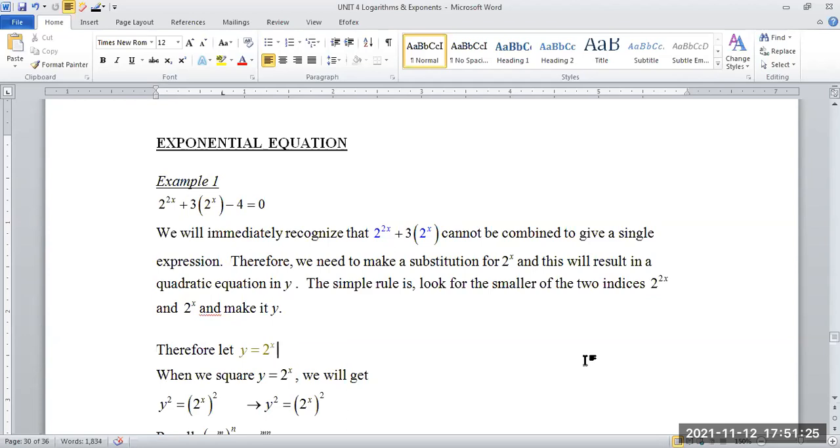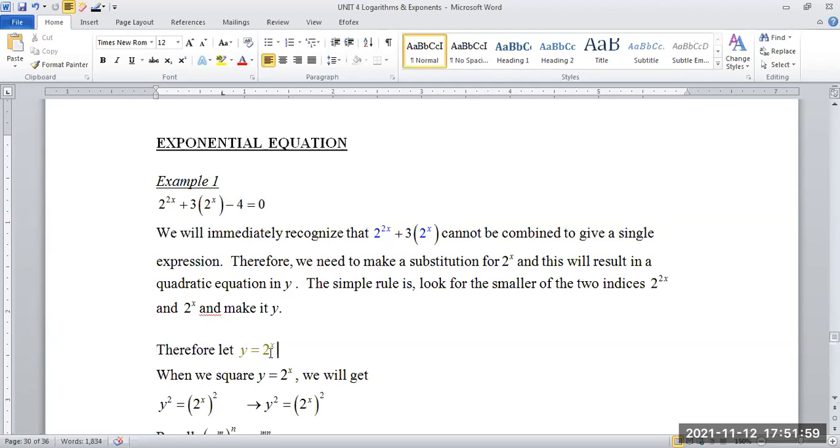The simple rule is to look for the smaller of the two indices and make it y. So I recognize that this is smaller, therefore we're going to let y be equal to 2 raised to the x. Why y, sir? It could be anything you want. It could be u, it could be p, it could be any variable other than x, since your equation is in x.